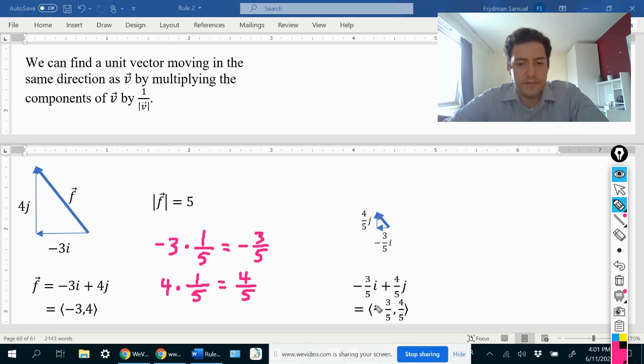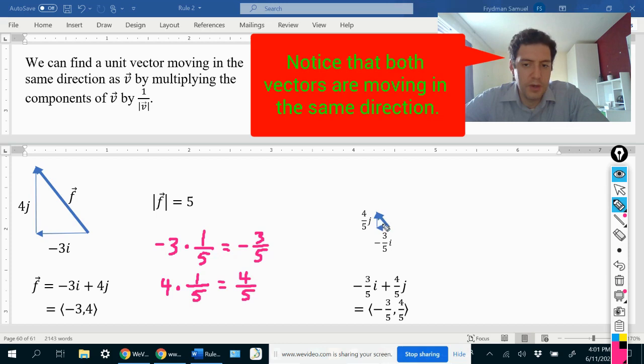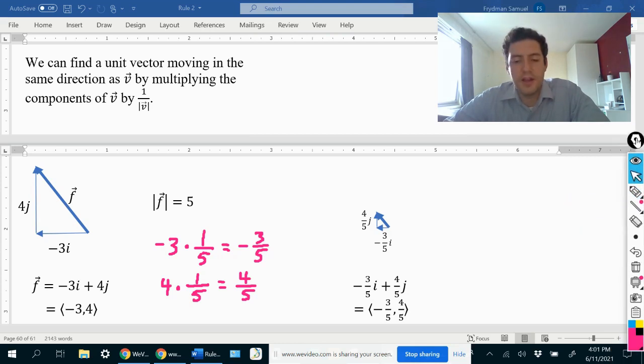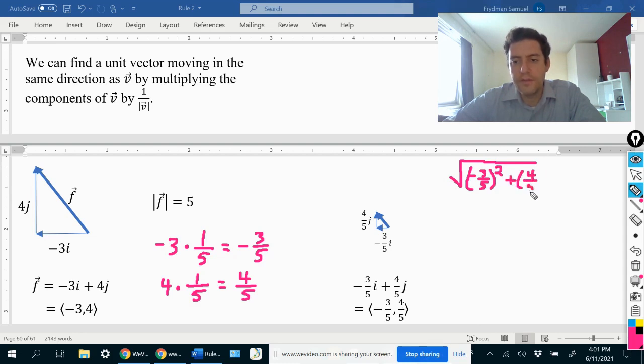And these are 2 ways of writing this vector over here. We could call it -3/5 i plus 4/5 j, or we could just use the angle bracket notation and call it <-3/5, 4/5>, okay? But now let's go ahead and just verify that this vector does, in fact, have a magnitude of 1. How can we verify that? Well, we can do the square root of (-3/5) squared plus (4/5) squared.